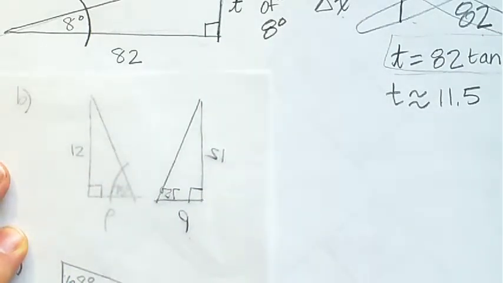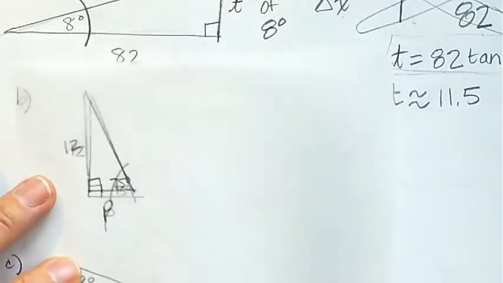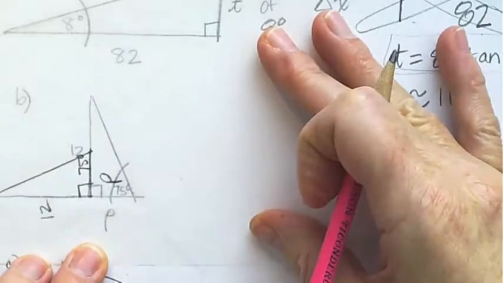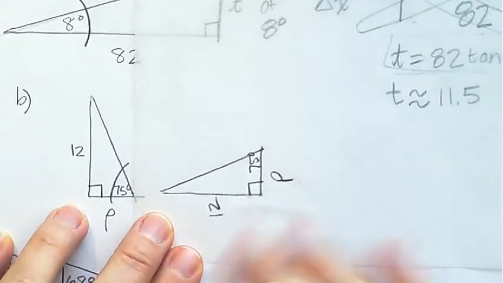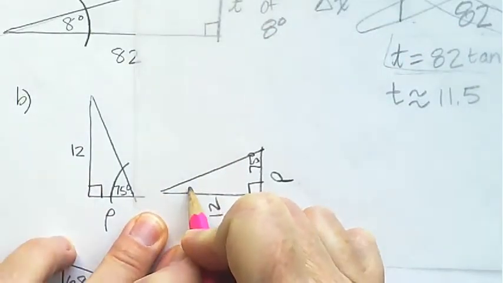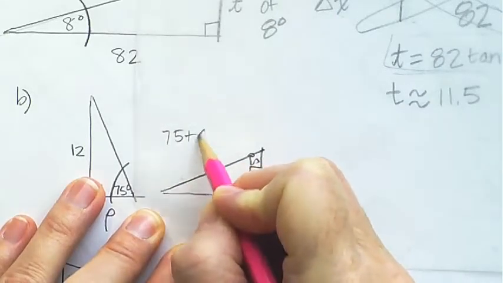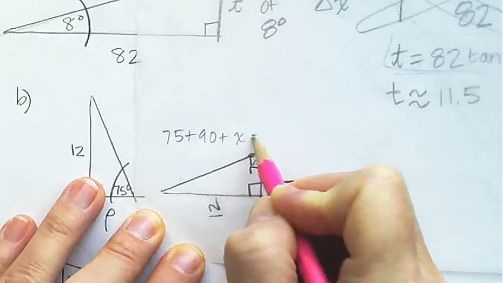And then I actually don't think I would reflect it. I think I would just rotate it. There we go. Now it looks like a slope triangle. And then I would just find the measure of this angle here. So if this is 75, 75 plus 90 plus something equals 180.